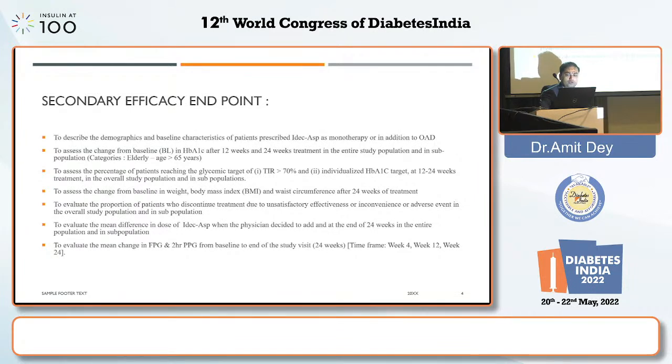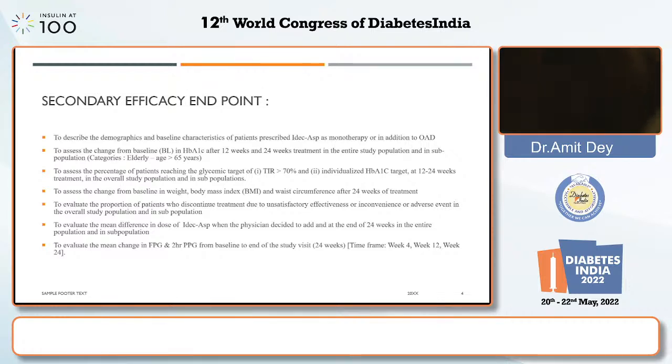And also we're going to look at whether the patient is achieving the individualized A1C target. And why we haven't kept a figure here, because again, you'll be having different subcategories of patient, their individualized A1C targets will be there. At 12 to 24 weeks of treatment in the overall study population as well as in the subpopulation. Then we can also get an understanding about their anthropometric changes. So we can look at their change in weight, BMI, and the waist circumference. You can take one reading at the baseline at week 0, and then another reading at week 24, at the end of 6 months.